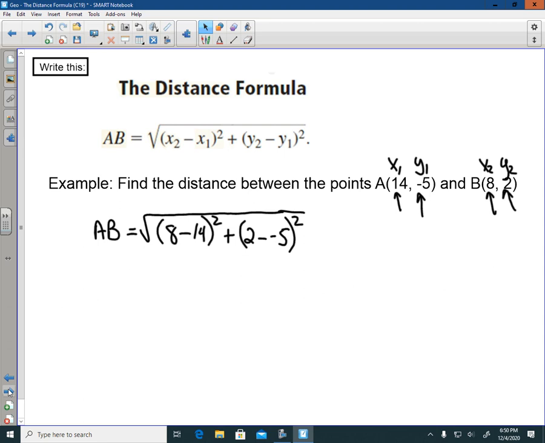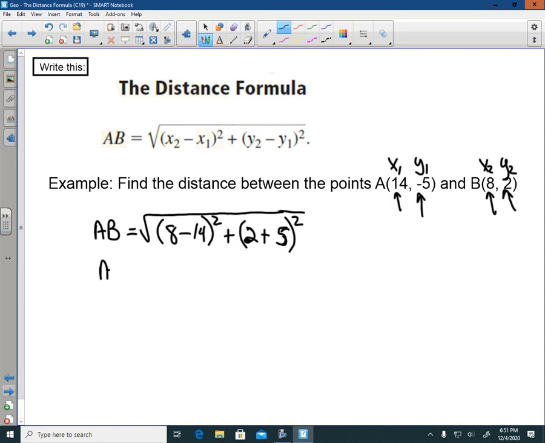Now, when you are subtracting a negative, that's the same as adding. So this should be 2 plus 5. Remember that? Okay. So now you just calculate. Remember that you want to take care of what's inside the parentheses first, if you can. Order of operations starts with grouping symbols.